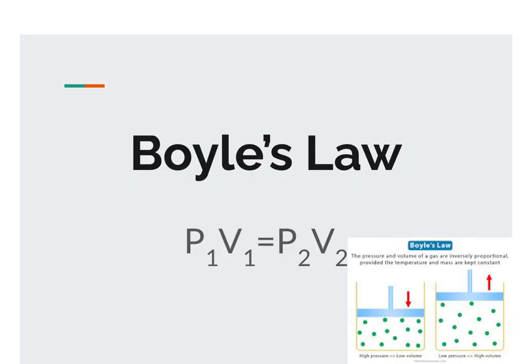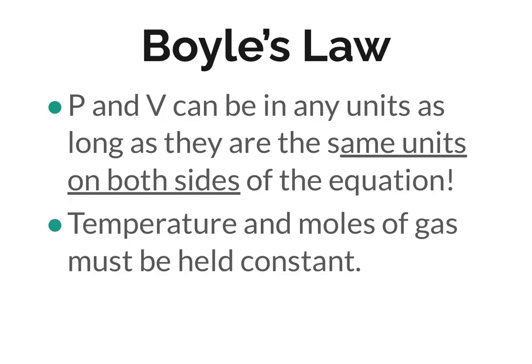In Boyle's law, we are looking at this specific equation. So we're looking at pressure and volume. Those are the only two variables we care about. With Boyle's law, your pressure and your volume can be in whatever units you want, but the key here is that they must be the same units on both sides of the equation. So if I have atmospheres on the left side, I've got to be using atmospheres on the right side. The two variables that remain constant are your temperature and your moles of gas. Those things are not changing.